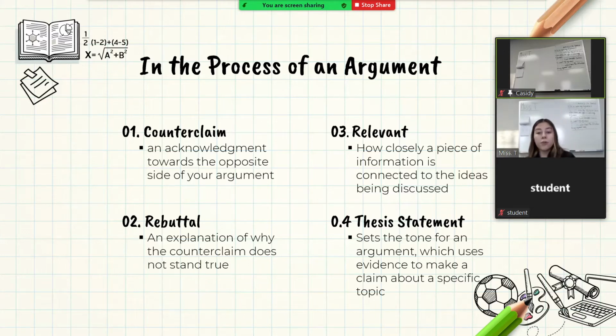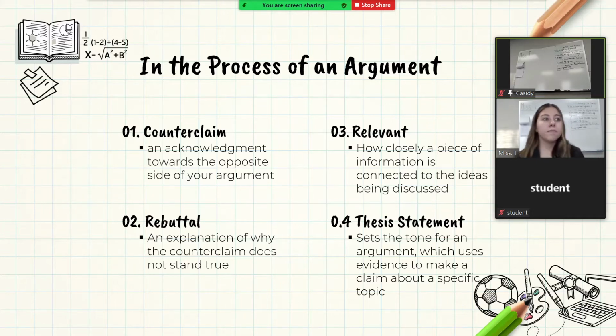All right. Okay, I'm going to move straight on towards the end of your intro paragraph as well as the conclusion paragraph of your essay. We do include a thesis statement. The thesis statement is going to be probably the strongest sentence within your paper. It sets the tone for an argument which uses evidence to make a claim about a specific topic. So basically, this is when we're combining the claim with the argument to make one cohesive sentence. This whole sentence, when I read it in your paper, is going to tell me everything that your paper's about.